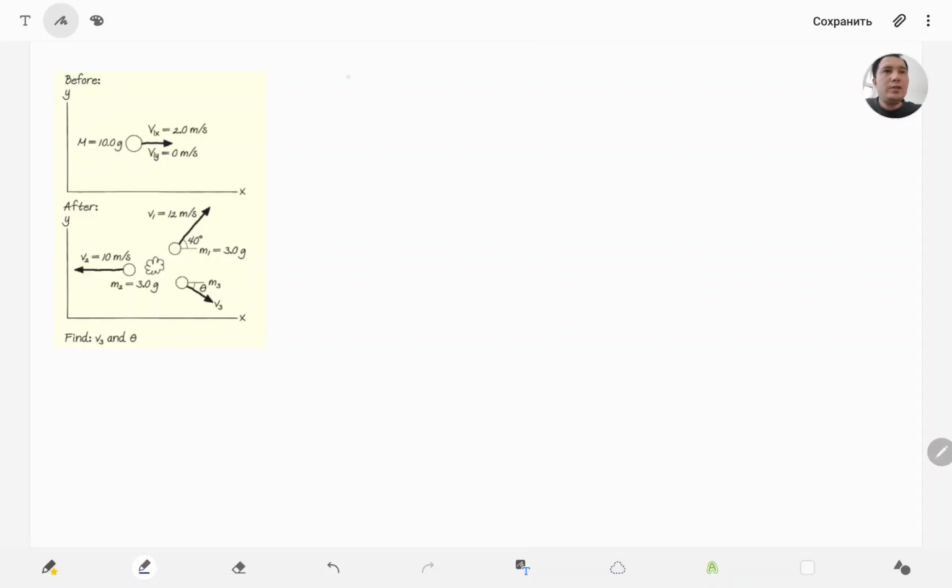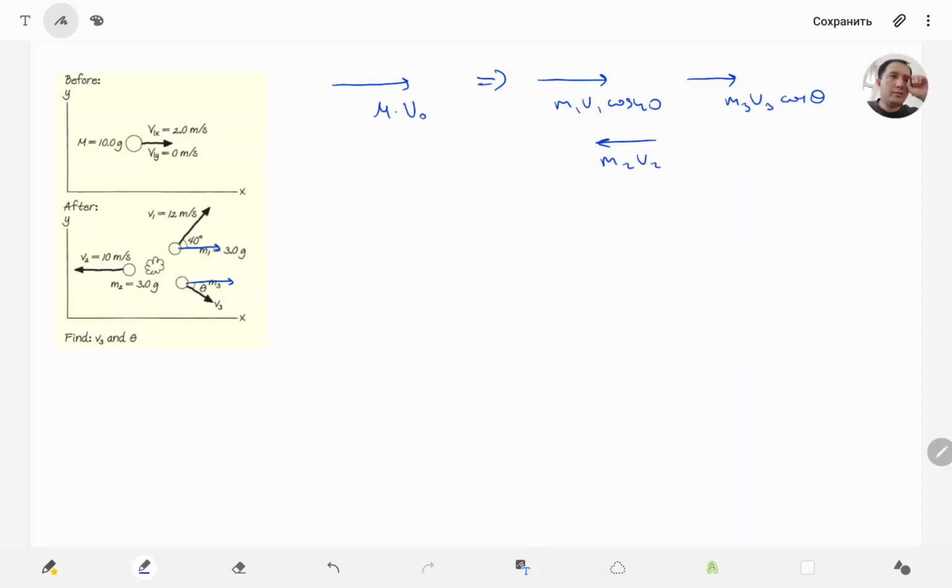Yes. So initially we have only horizontal momentum, m times v initial. Let's see. After the explosion, let me consider only horizontal directions. So this 3 gram has an x component to the right. Yes, this is before, after. m1 v1 cosine 40, we need the x component, and m3, the third part, also has an x component to the right, m3 v3 cosine theta, unknown. And m2 is moving to the left, horizontal. So m2 v2, no angle, it's exactly horizontal. Now we can write conservation of momentum in x direction. As you see from this picture, it's very simple.